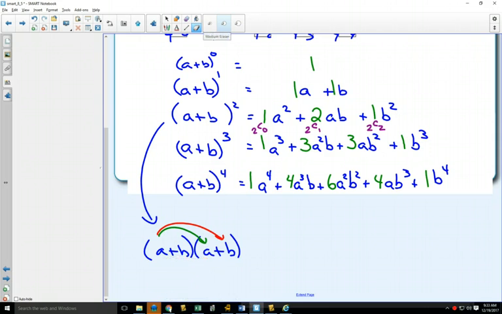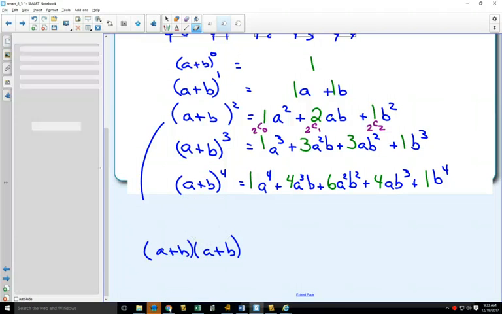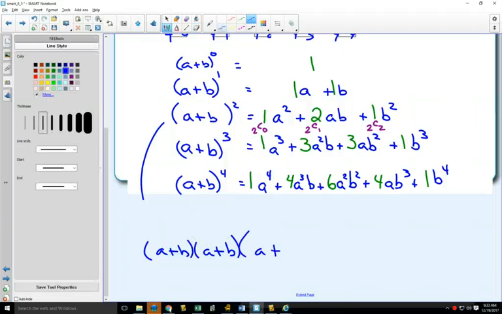So I'm going to erase these, and now we're going to extend this. I'll probably run out of colors, but there would be sort of a similar thing. We never do multiplying with 4 things very often, but you could have an arrow system for this as well. For example, how do I get a to the 4? The only way to do that is a times a times a times a. Do I have enough? Yeah. That's the only way I can get a to the 4. Hence, the number in front of a to the 4 is 1.